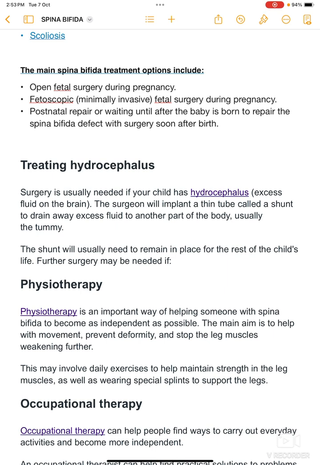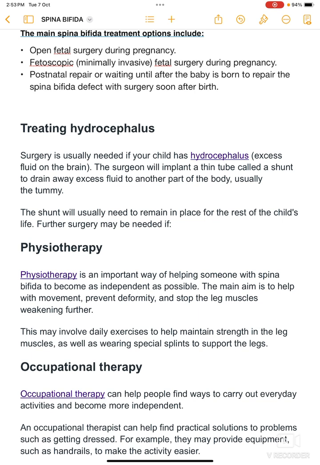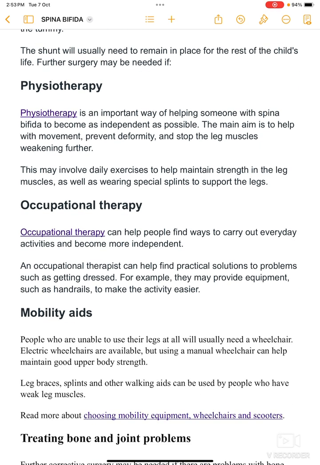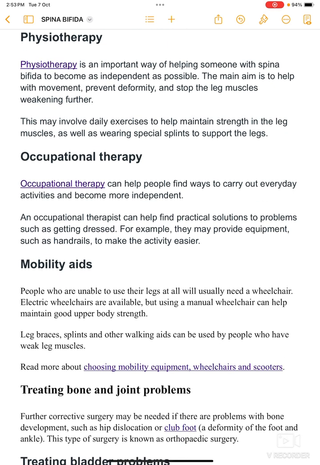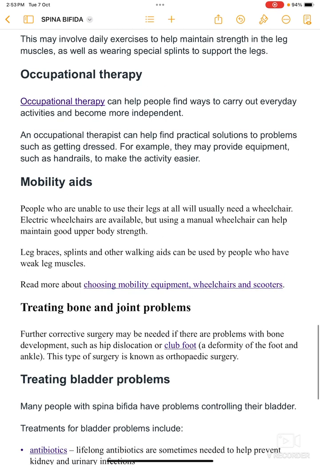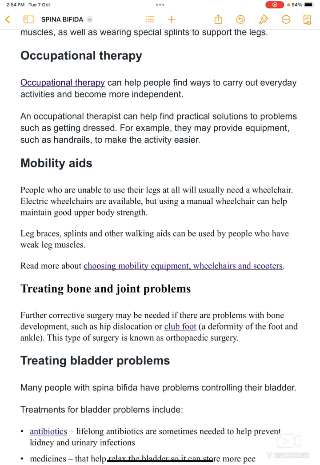Talking about hydrocephalus, surgery is needed here. Mainly shunting is done to drain the excess fluid to another part of the body, usually the tummy. Second is physiotherapy. Physiotherapy aims to help with movement, prevent deformity, and stop the leg muscles weakening further, like strengthening the legs, stretching, splinting, or supporting the legs with daily exercises. Third is occupational therapy, which helps to carry out everyday activities and become more independent.